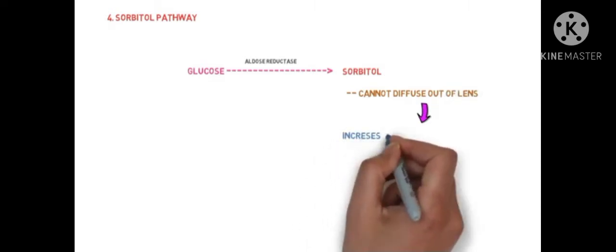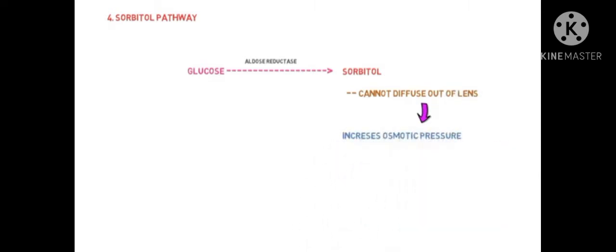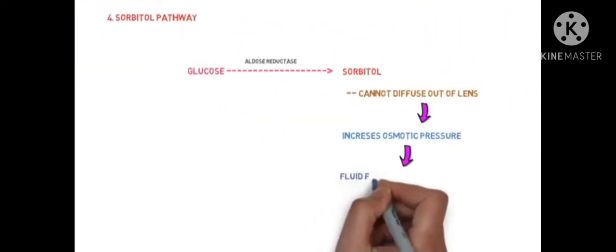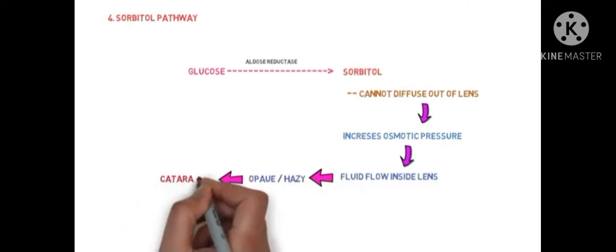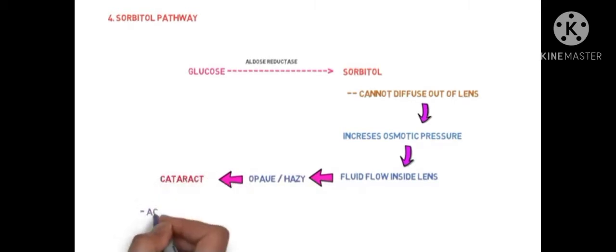Due to the increase in osmotic pressure, fluid from outside starts flowing inside, and therefore there may be opacity or haziness of the lens, and finally it ends with cataract. The sorbitol pathway is mainly active in diseases like diabetes mellitus or galactosemia.